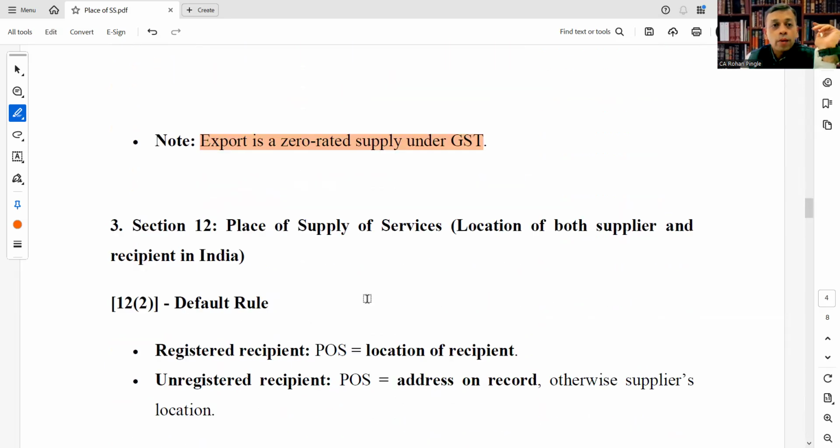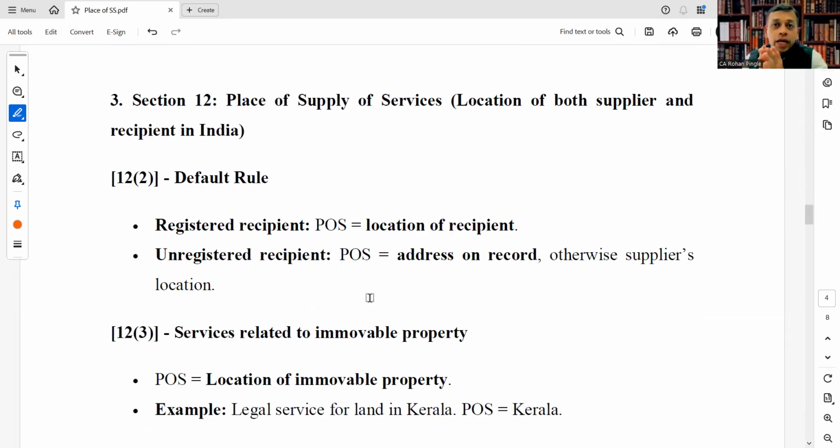Now we are moving to section 12. Section 10 talks about place of supply of goods other than import and export. Section 11 talks about place of supply of goods, import and export. That is section 11 clause A, import of goods, and section 11 clause B talks about export of goods. Let's move on to section 12, place of supply of services. Here, the location of both the supplier and recipient is in India. Underline this and note this down.